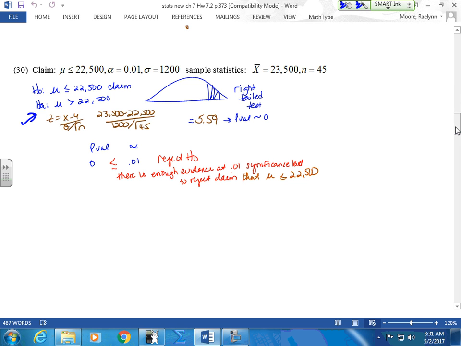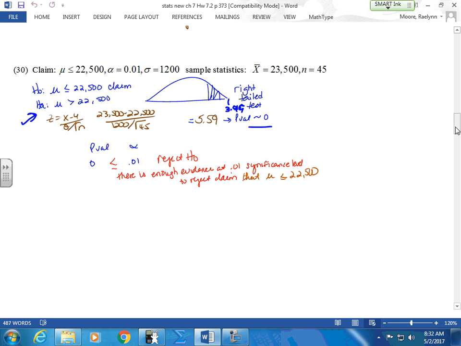Because the area to the right of this, your chart only goes up to like 3.25 or something like that. So you're 3.49. So you're really off of this chart. So to the right of that is virtually zero. And so we reject H0. If our claim was H0 and we reject H0, we didn't like that claim, we have to say there is enough evidence at the level of significance of 0.01 to reject the claim that the mean is less than or equal to 22,500.